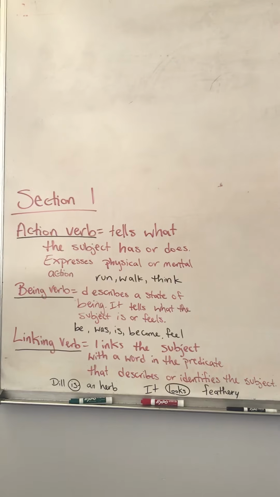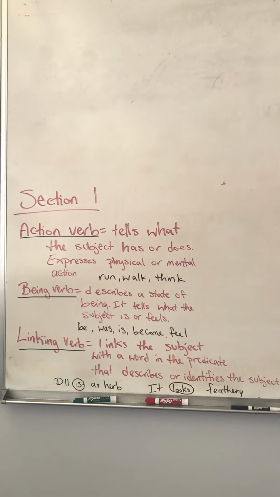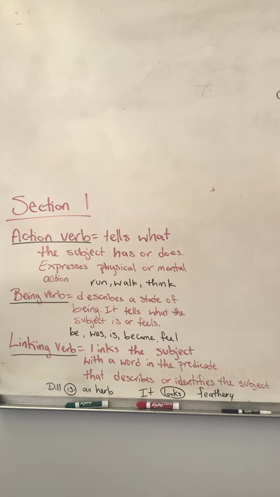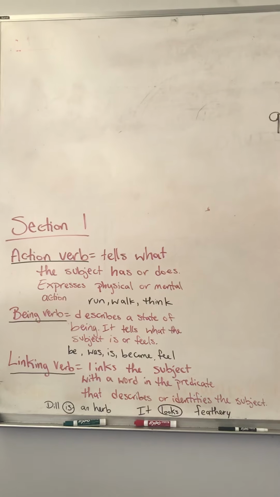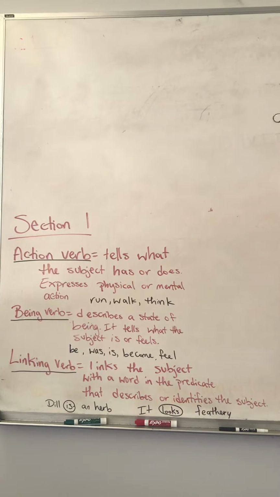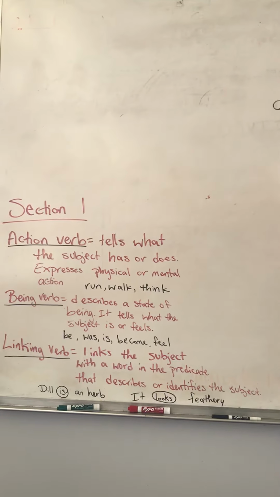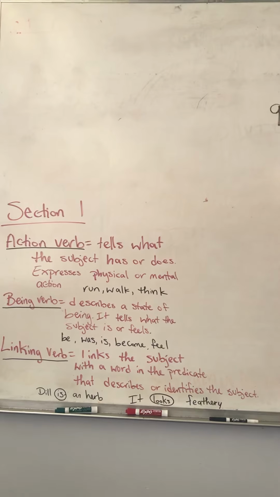So we have the action verb, which tells what the subject has or does. It expresses physical or mental action. Some examples would be run, walk, or think. A being verb describes a state of being. It tells what the subject is or feels, such as be, was, is, become, or feel.